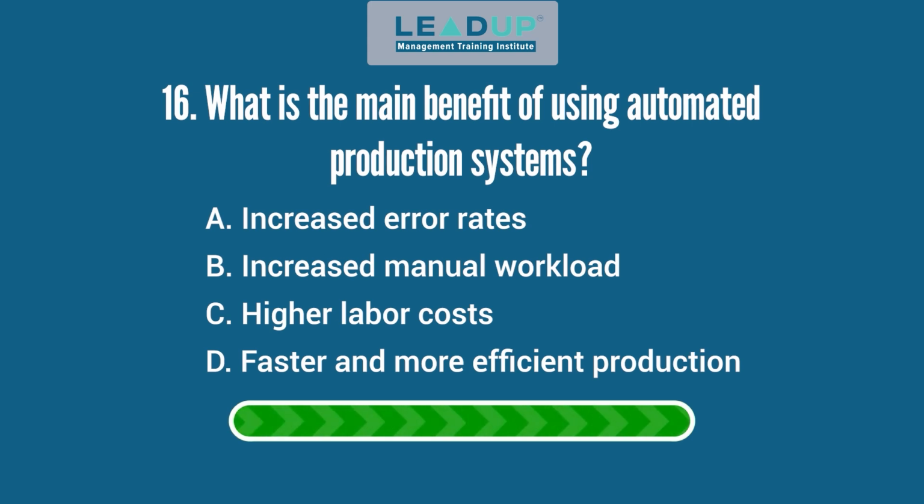Question 16. What is the main benefit of using automated production systems? A. Increased error rates. B. Increased manual workload. C. Higher labor costs. And D. Faster and more efficient production. The answer is faster and more efficient production.